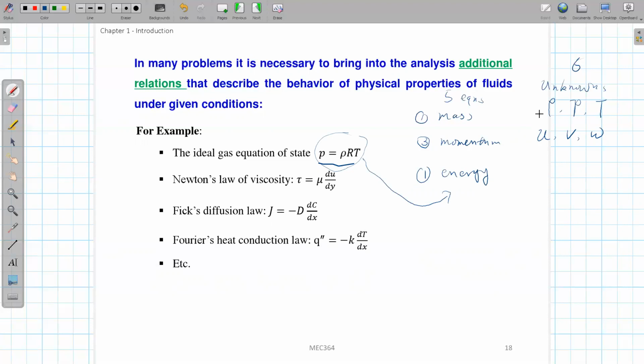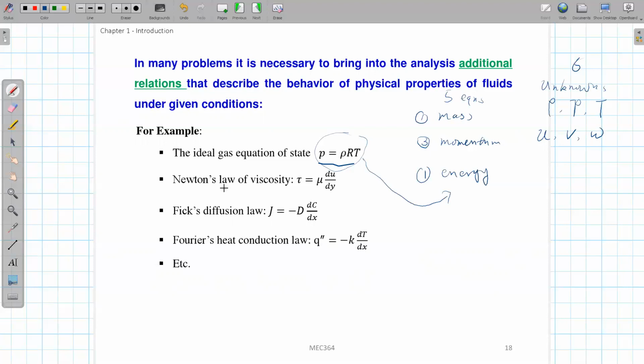So this explains why in some situations we will need additional equations, additional relations, and we call these relations particular laws. Other particular laws involve Newton's law of viscosity, which I showed you before, where tau is equal to viscosity times the strain rate. In the fluid, this is the change of velocity over the space distance, so du/dy.